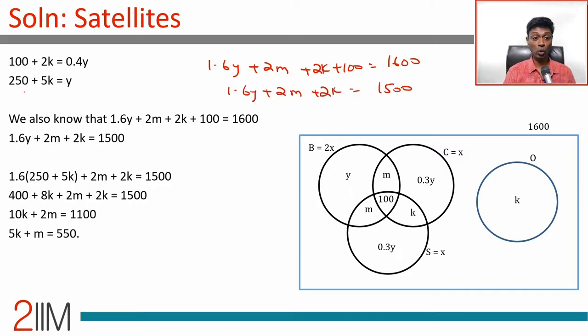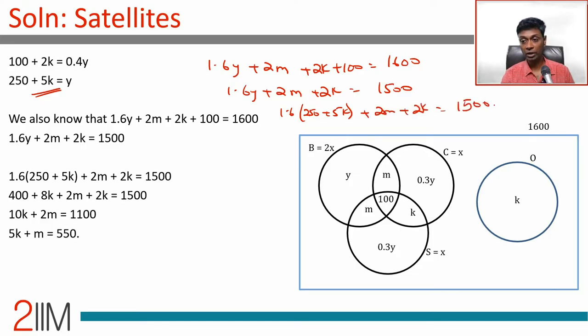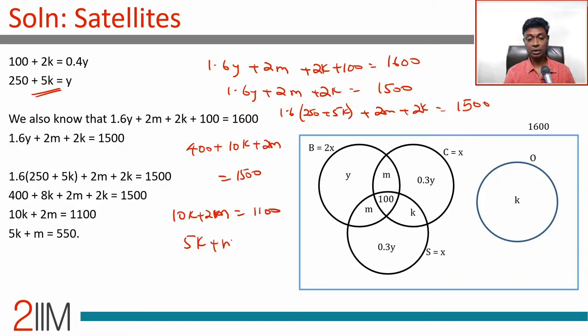We know that Y is 250 plus 5K. So 1.6 into 250 plus 5K plus 2M plus 2K is 1500. 1.6 into 250 is 400 plus 8K plus 2K, 10K plus 2M is 1500. Or 10K plus 2M is 1100. Or 5K plus M is 550.